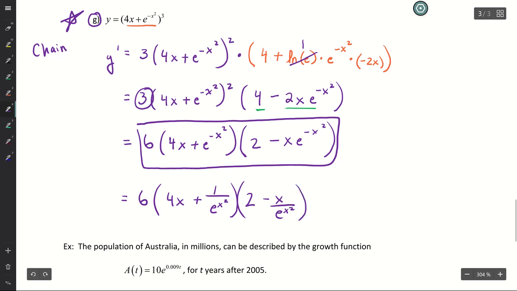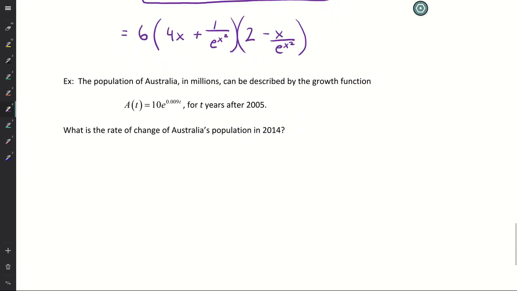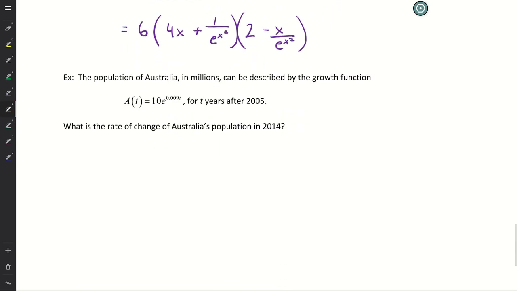And either one of those two forms would be fine. All right. As our last example here, let's look at an application. It says the population of Australia in millions can be described by the growth function, A of t equals 10e raised to the 0.009t for t years after 2005. Okay, now on here, you kind of have to be careful.